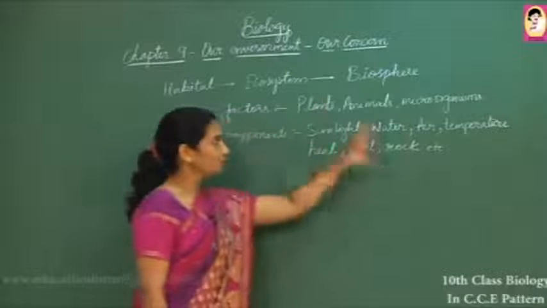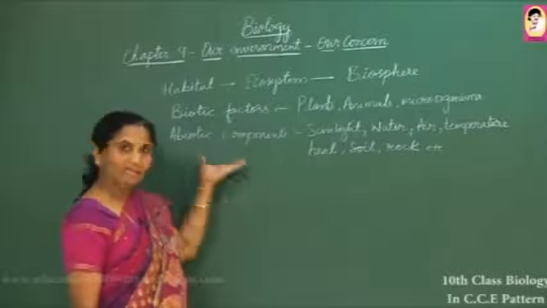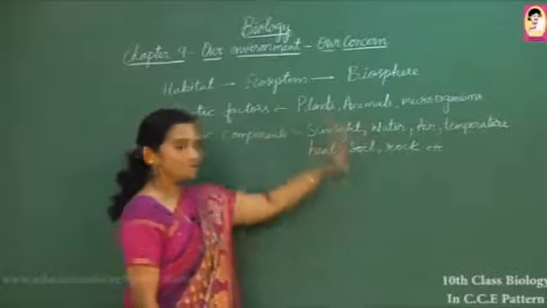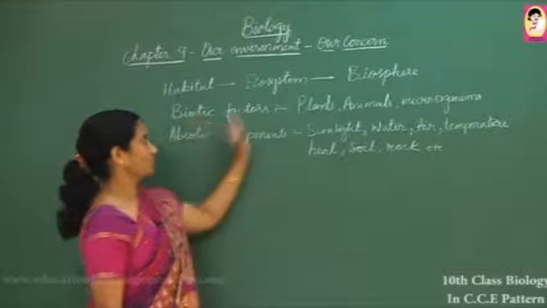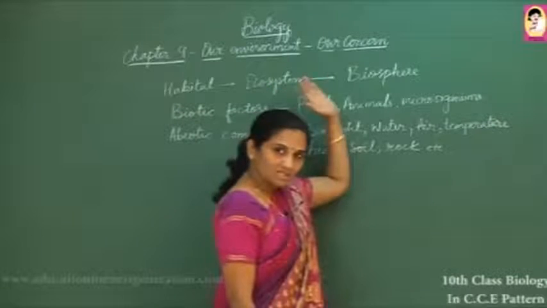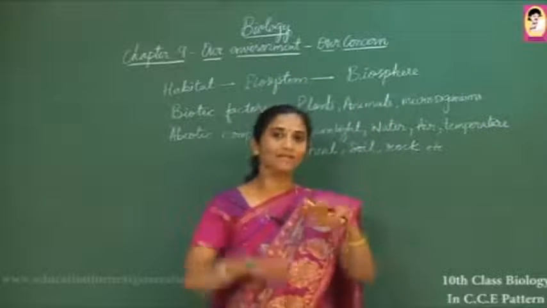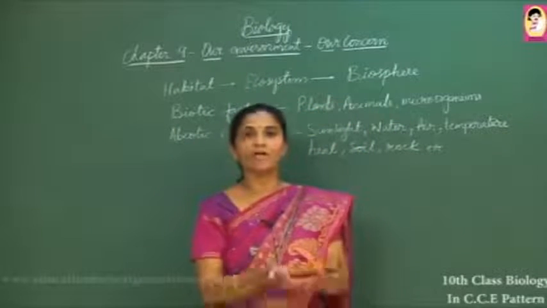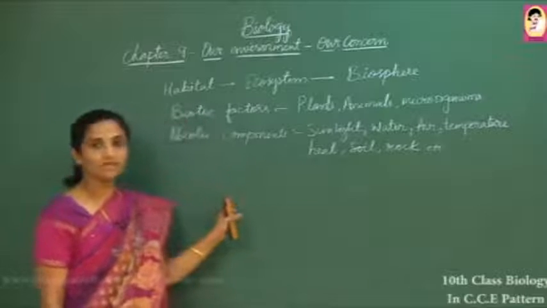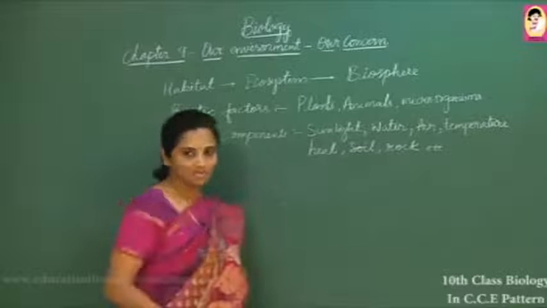So an environment is considered to have both biotic and abiotic factors together. Such a place you can call a habitat, or where many habitats are there, we call it an ecosystem. Where many ecosystems are present, we call it the biosphere. In the biosphere we are considering the entire planet, and all the living organisms there come under the biosphere.